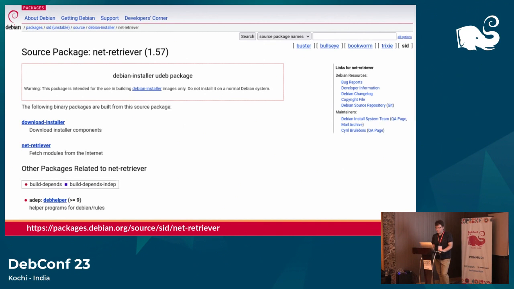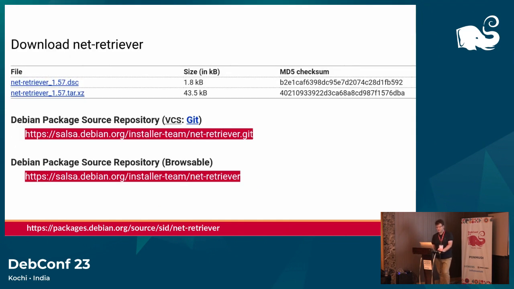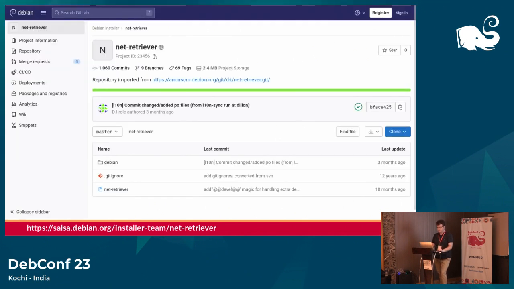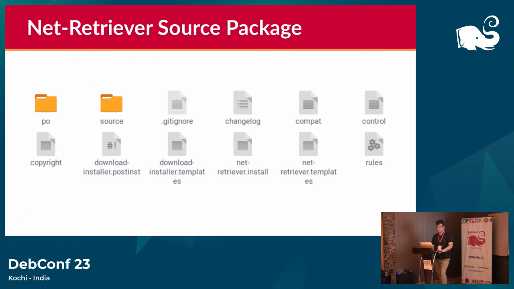If you go there, the same warning, but it builds multiple packages. And if we scroll down, we get the VCS Git repository links, which is salsa.debian.org installer-team net-retriever. Basically, it's another installer team package. And as you see, there is a debian directory here, which is fine because this is a Debian package. And the net retriever script. Let's skip that for a moment and go into the debian directory.